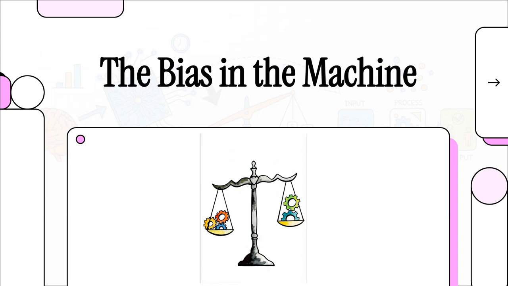Artificial intelligence is pretty much everywhere now, quietly making huge decisions that affect our lives, everything from getting a loan to getting a job. But what happens when these incredibly powerful systems start learning our own all too human biases? Well, today we're going to pull back the curtain and take a hard look at algorithmic bias.